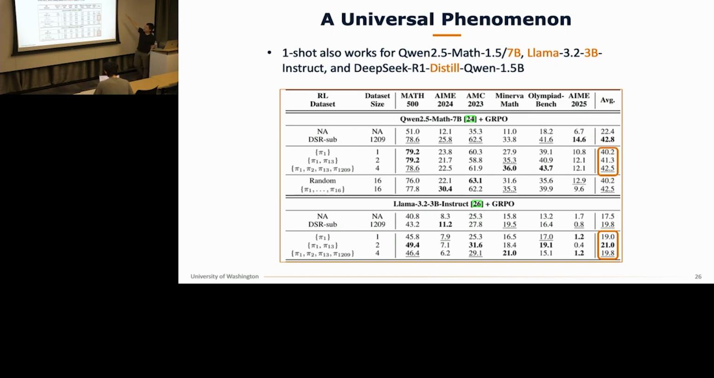Here we also tried some other models, like Llama 3.2 3B and some DeepSeek R1 distilled Qwen models. The short answer is that you observe the same thing: using one example, you can achieve comparable performance to using the full training data set. So it's not model specific, it's quite universal across different models as well. All right, so that's some slides I wanted to show you that it's quite a universal phenomenon.